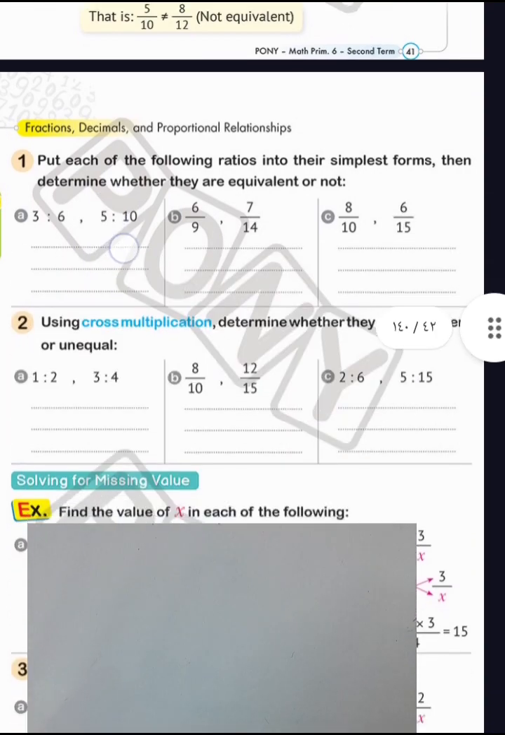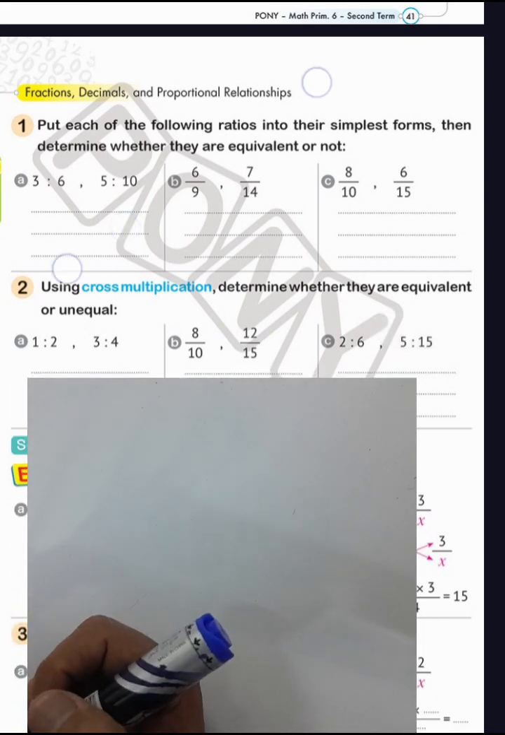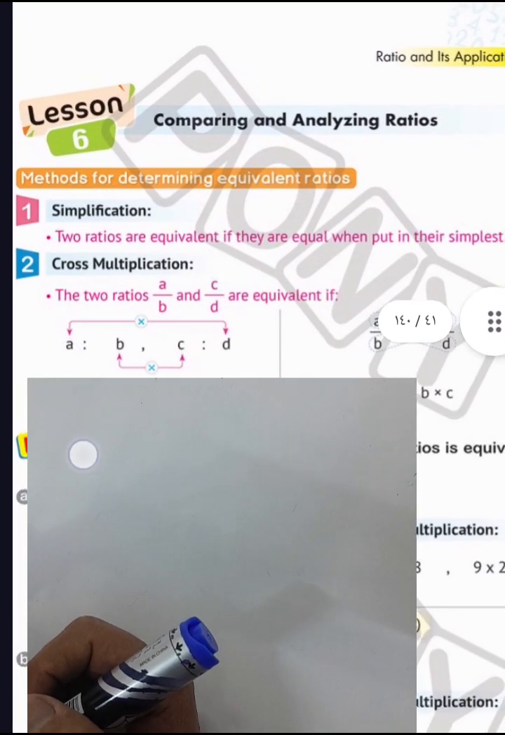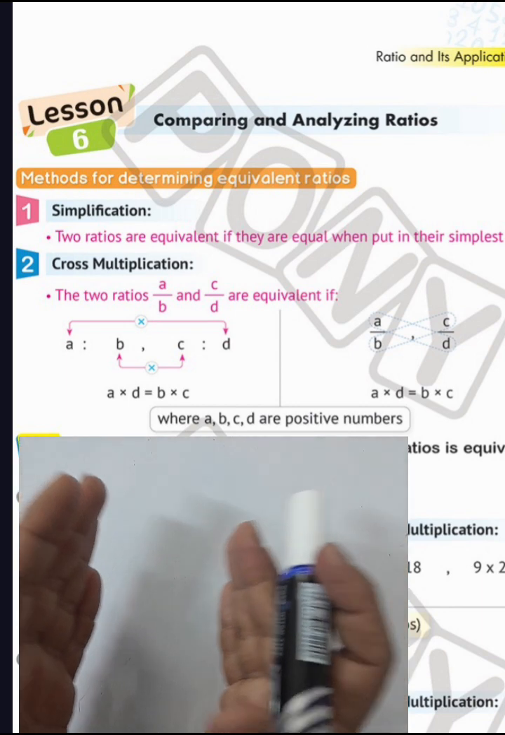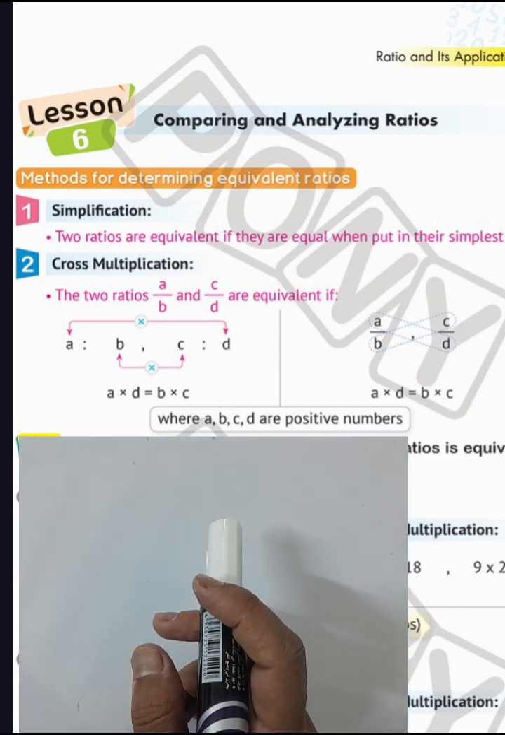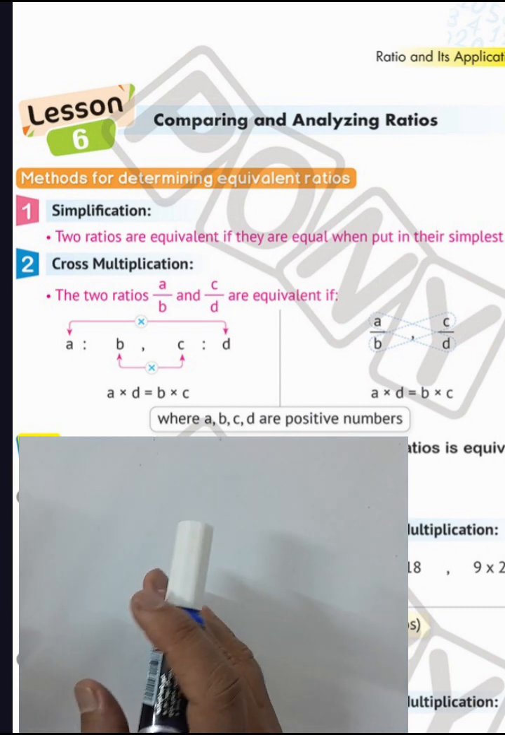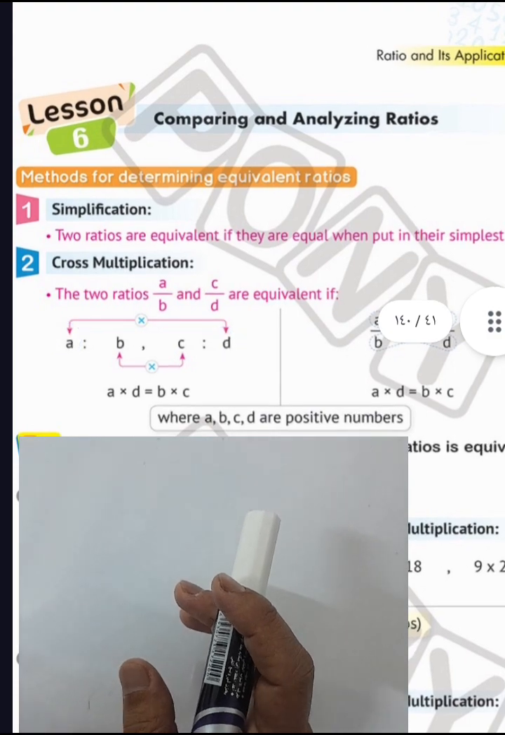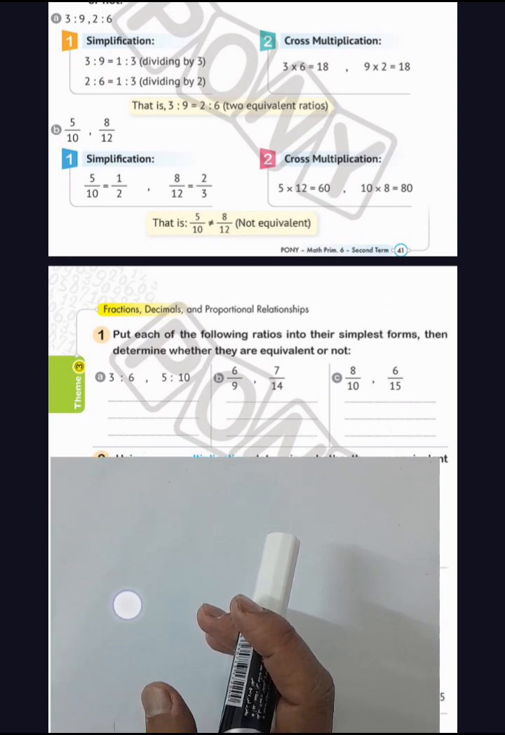Next example, using cross multiplication determine whether they are equivalent or not. Okay, we can use the product of extremes equals the product of means. If we have A to B and C to D, we can find the product of A and D and B and C. If the results are equal, then we call them equivalent. The ratios A to B and C to D are equivalent if the product of extremes equals the product of means. We can write A times D here and B times C, and if they are equivalent, then we can write an equals sign between them.